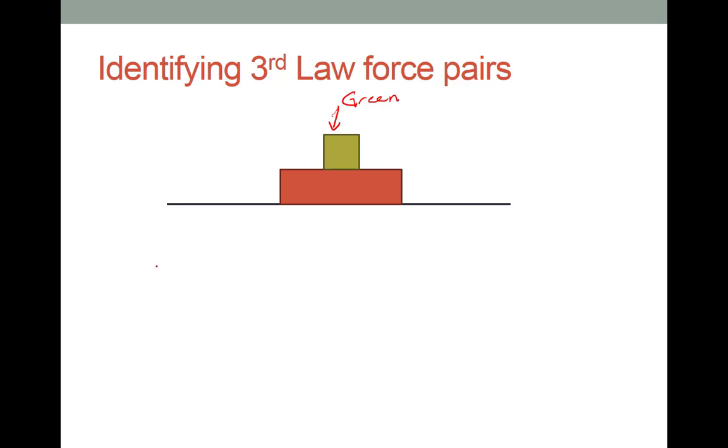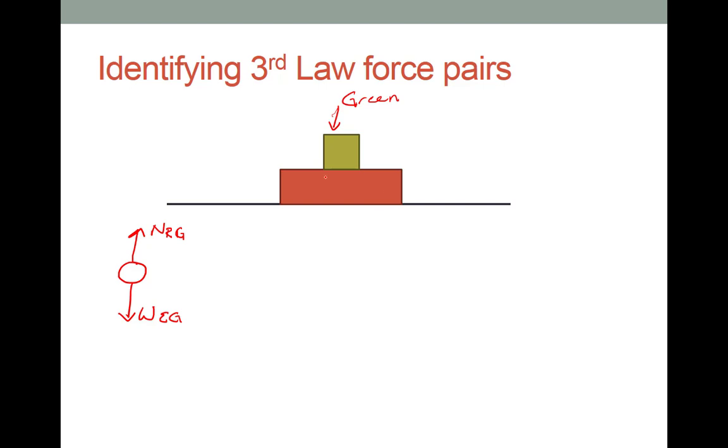Okay, let's first look at the green block and think about the free body diagram there. We have a normal force from the red block on the green block, holding the green block up, and we have the weight from the earth on the green block. And those are the only two forces on the green block.